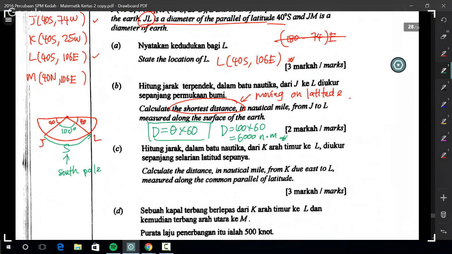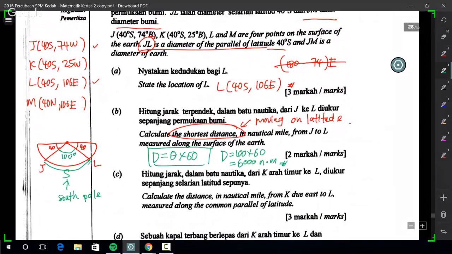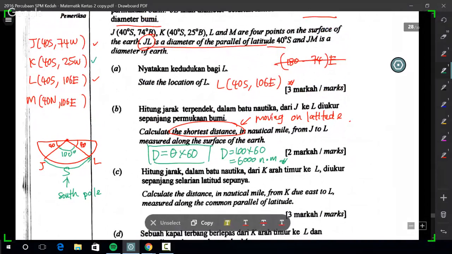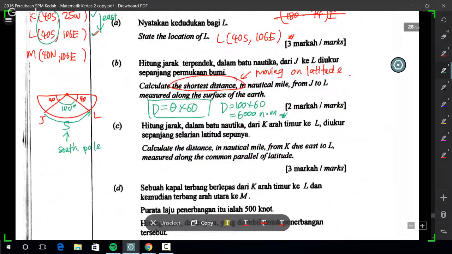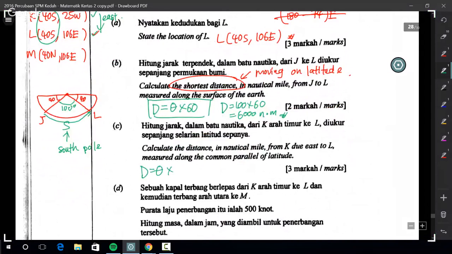All right, the next thing is to calculate the distance in nautical miles from K due east to L. From K due east to L, now I have to think K to L. You see both of them have the same latitude. That means they fly east or west. But K to L, definitely they're flying to the east. All right. So when flying east-west, the distance formula is different. The distance formula equals angle multiplied by 60 multiplied by cos alpha.